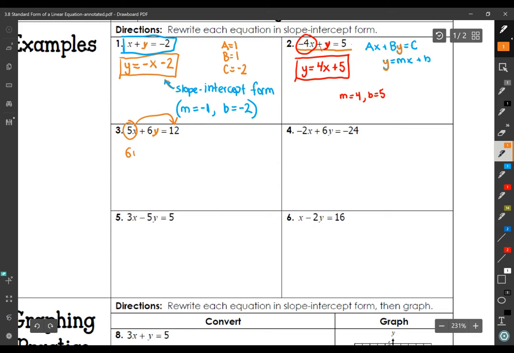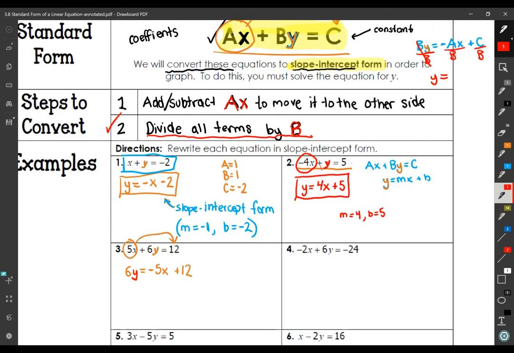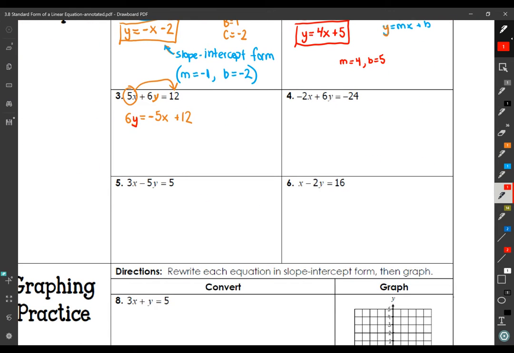So 6y is equal to -5x plus 12. Okay, so again, we've almost isolated for y, but in this case, we need to move on to step 2, which is to divide all terms by b, where b in this case is 6. So I'm going to do that. I'm going to divide all my terms by 6. Okay, that leaves me with only y, right, because it cancels.